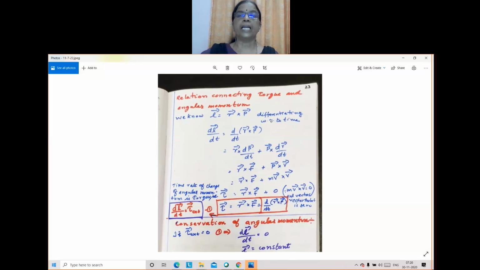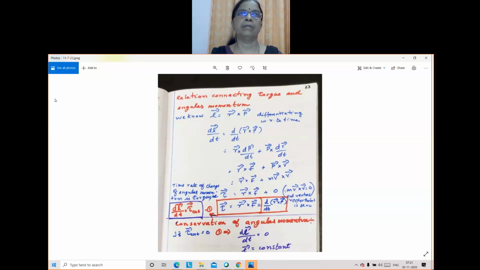Next, the relation connecting torque and angular momentum. Now we have studied torque. Torque is the moment of force, R cross F. Angular momentum is denoted with the letter L, and it is equal to R cross P. So we have to find the relation between them. What is the relation between linear momentum and force?